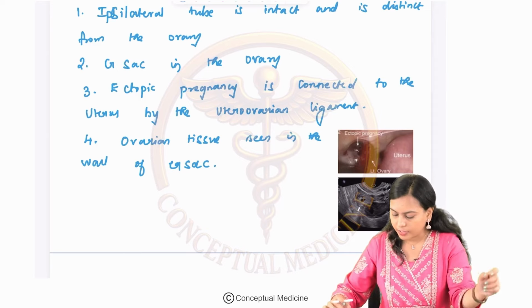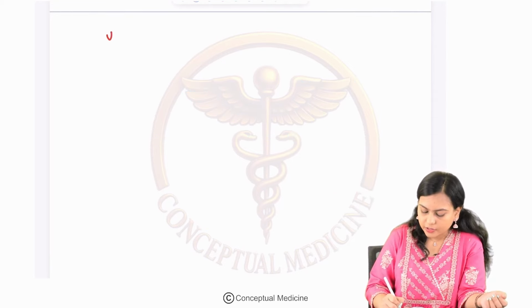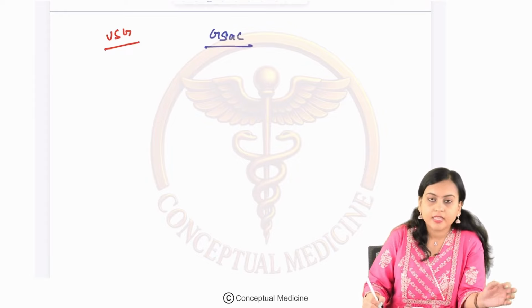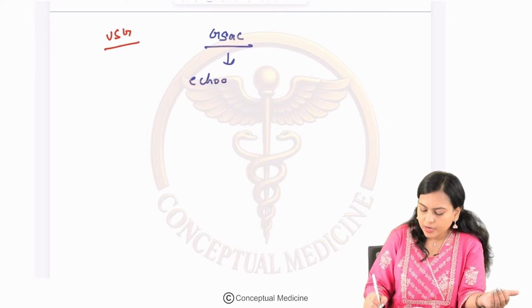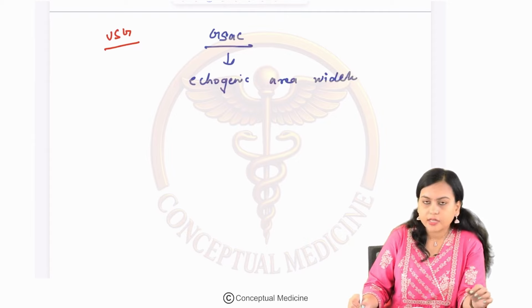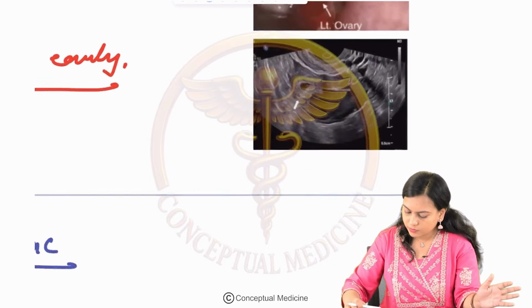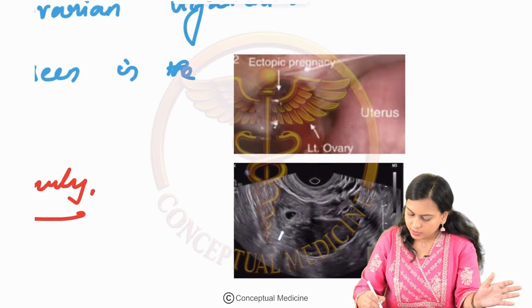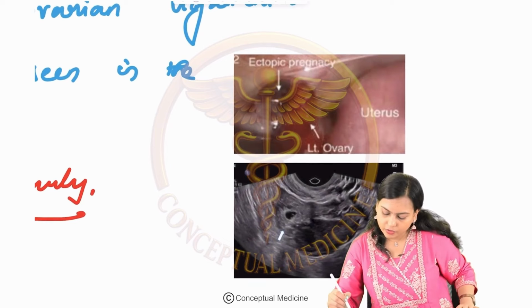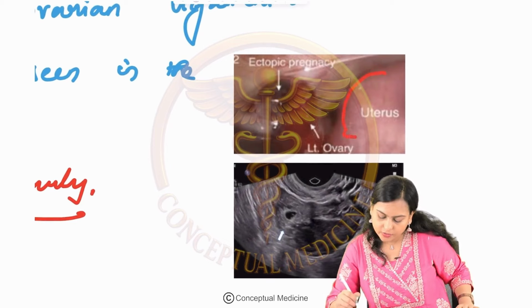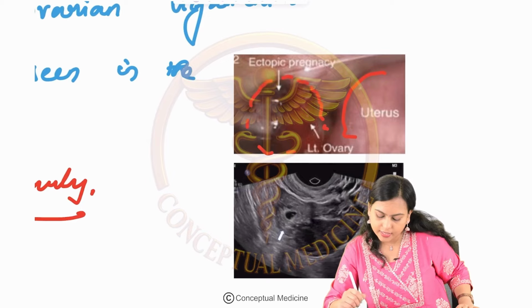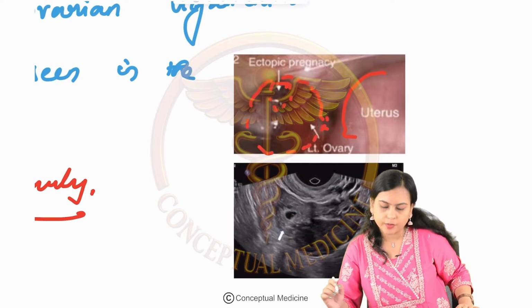Clear? So, if you see the ultrasound picture, you will be able to see a G-sac that is surrounded by an echogenic area widely, and it will be surrounded by the ovarian cortex. Clear? So, this is the ectopic pregnancy in the ovary. You are able to see the uterus separately. This is the left ovary, that is separately seen, and in that you are able to see an ectopic pregnancy.